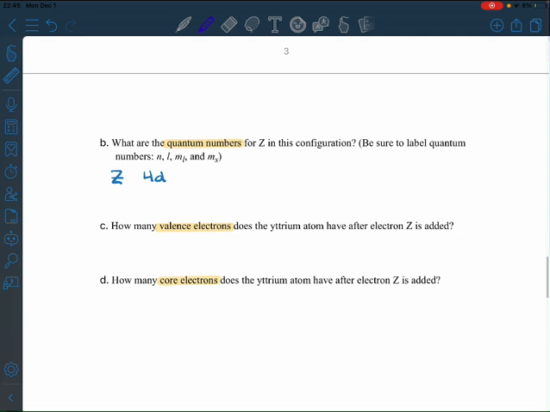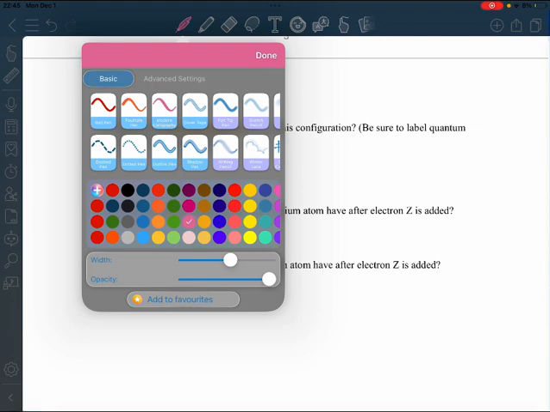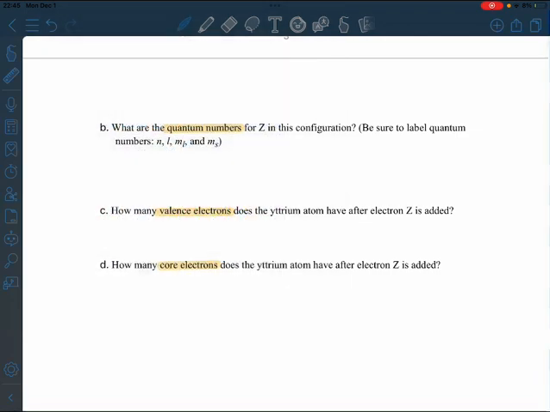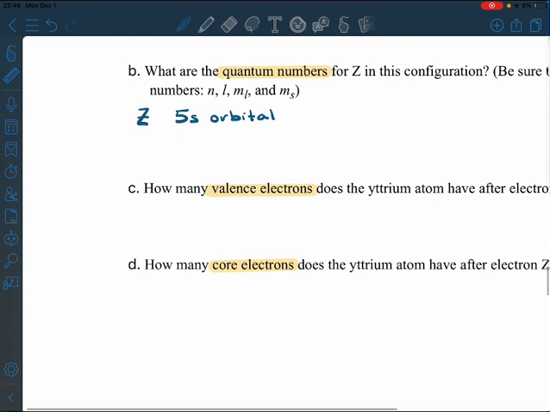So continuing on, what are the quantum numbers? Oops, let me erase that. What are the quantum numbers for Z in this configuration? So be sure to label quantum numbers. So interestingly enough, when we look at Z, Z was actually added to the 5s orbital. So that tells us that its n value equals 5. That's that shell.